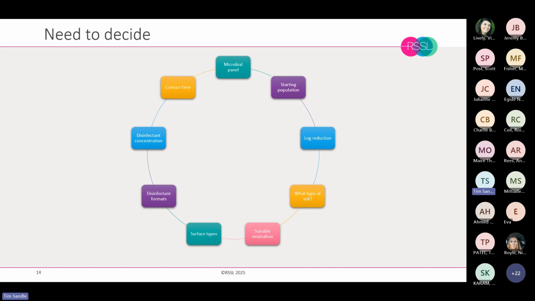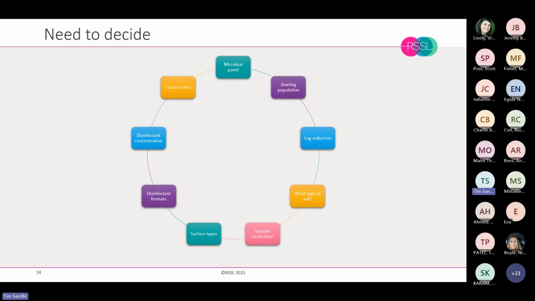If we're going to challenge our disinfectants with a soiling substance, then what are we going to select for that? Are we going to adopt what the standard recommends, which is bovine serum albumin, or something that might be representative of our own product residues? We also need to select a suitable neutralizer, not only for our efficacy testing, but then what ends up in our contact plates.